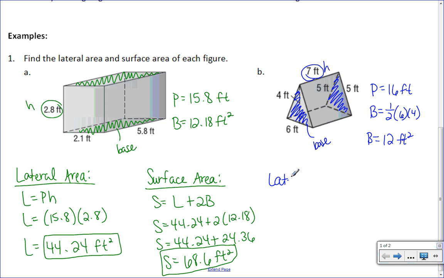So lateral area, we just have L equals PH, and we know what to substitute here. P is 16, H is 7. And then 16 times 7 to get the lateral area is 112 square feet.